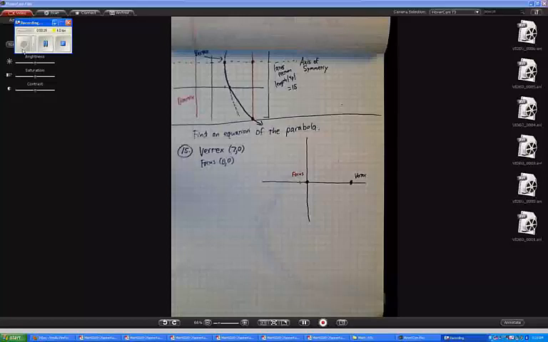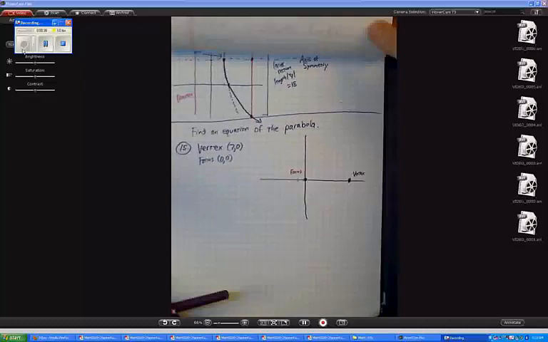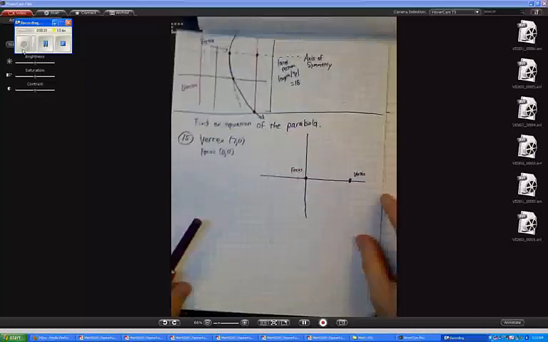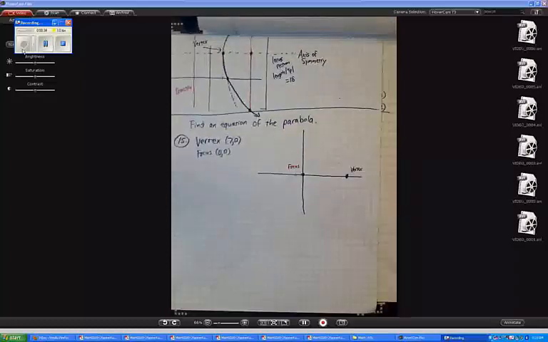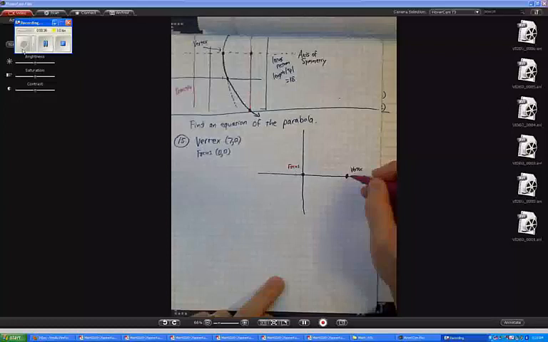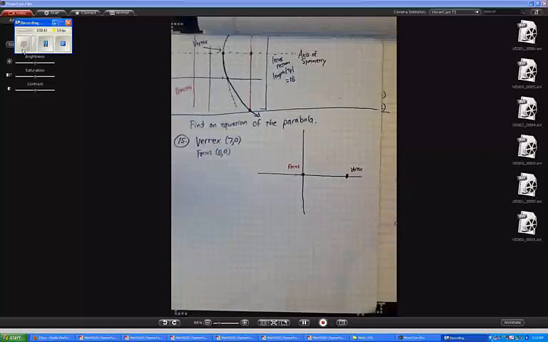Oh, actually, I don't have room. My directrix, I told you guys to draw it, right? It would be 7 more places over here. I guess it would be out here, right? The directrix would be x equals 14 for this one. You guys with me? Okay.